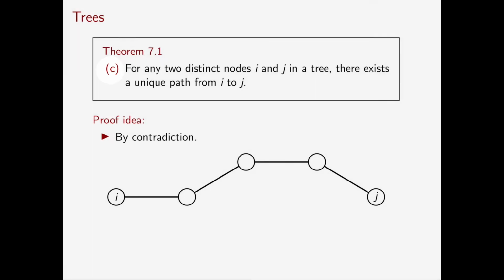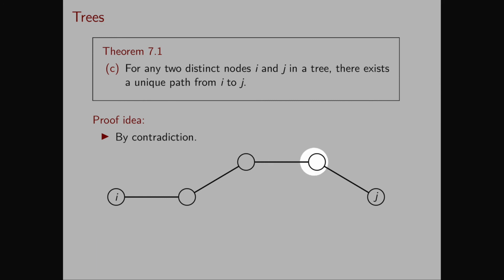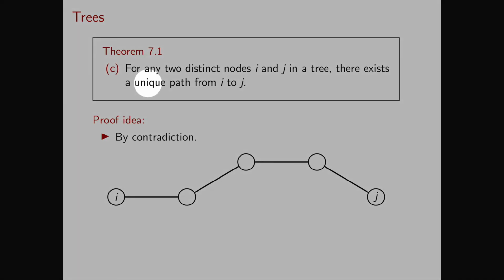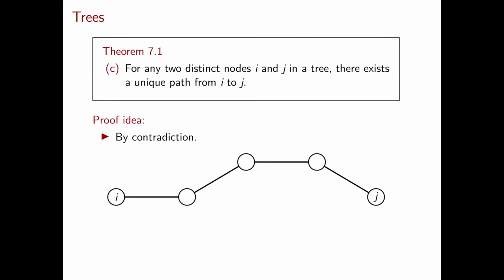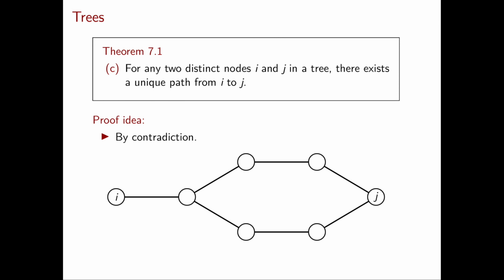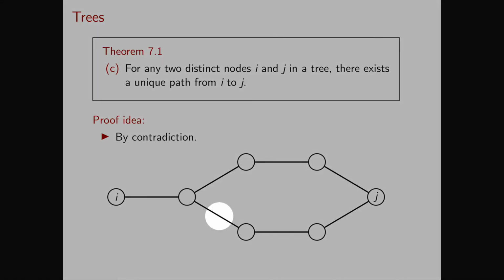To prove C, we need to show that for any two distinct nodes I and j in a tree, there exists a unique path from I to j. Since our tree is connected, we know that there exists a path in the tree from I to j. So we only need to show that this path is unique, meaning that there exists no other path from I to j. So let's assume by contradiction that there exists another path from I to j, which is different from the previous one. But then it is intuitively clear that the union of the two paths contains a cycle.